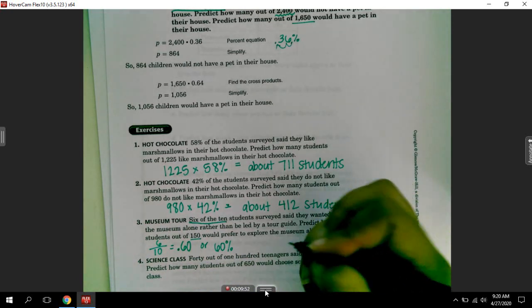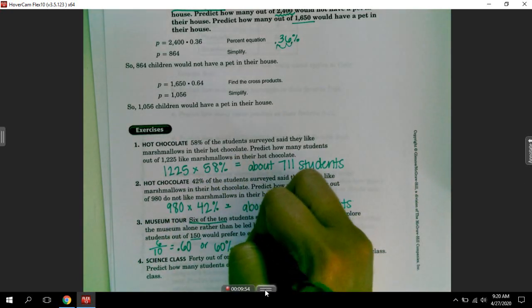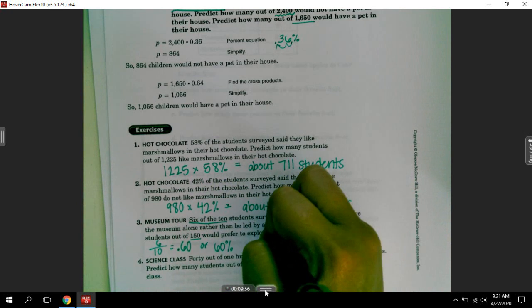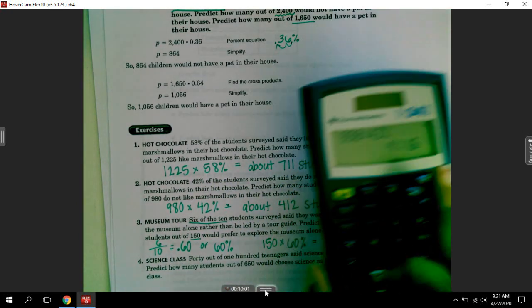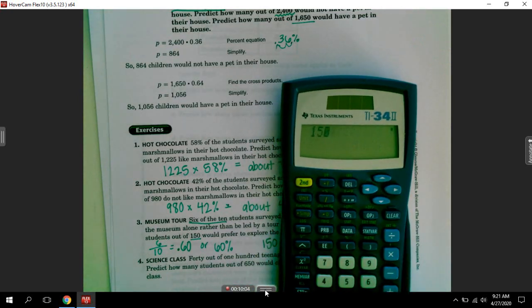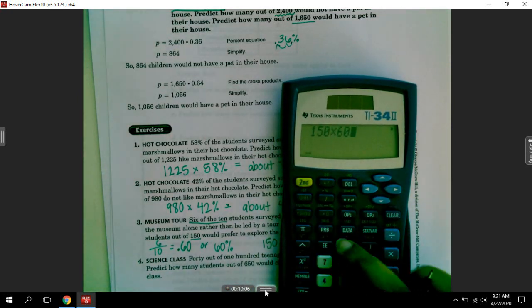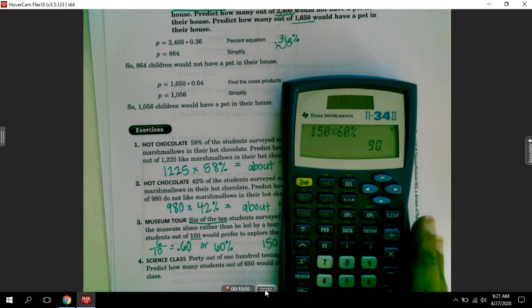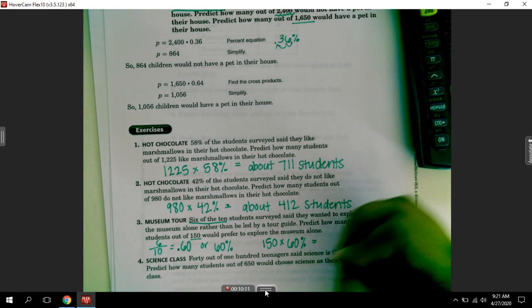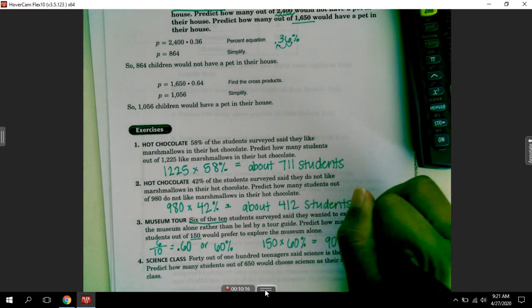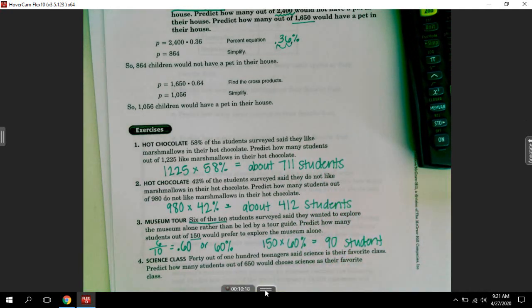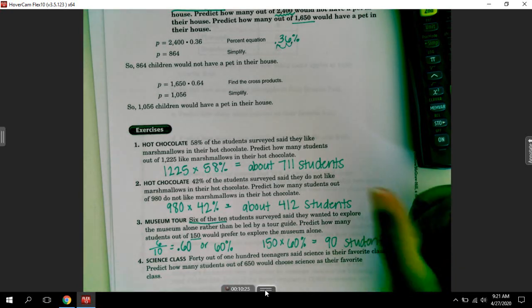So I've got 150 students that I'm surveying, so I want to multiply that by the 60%. 150 times 60% is 90. So in this case, we don't really have to estimate, so you can just say 90 students. You only really have to say about when you get a decimal answer and you have to round. This gave me a flat 90, so I can just say 90 students.